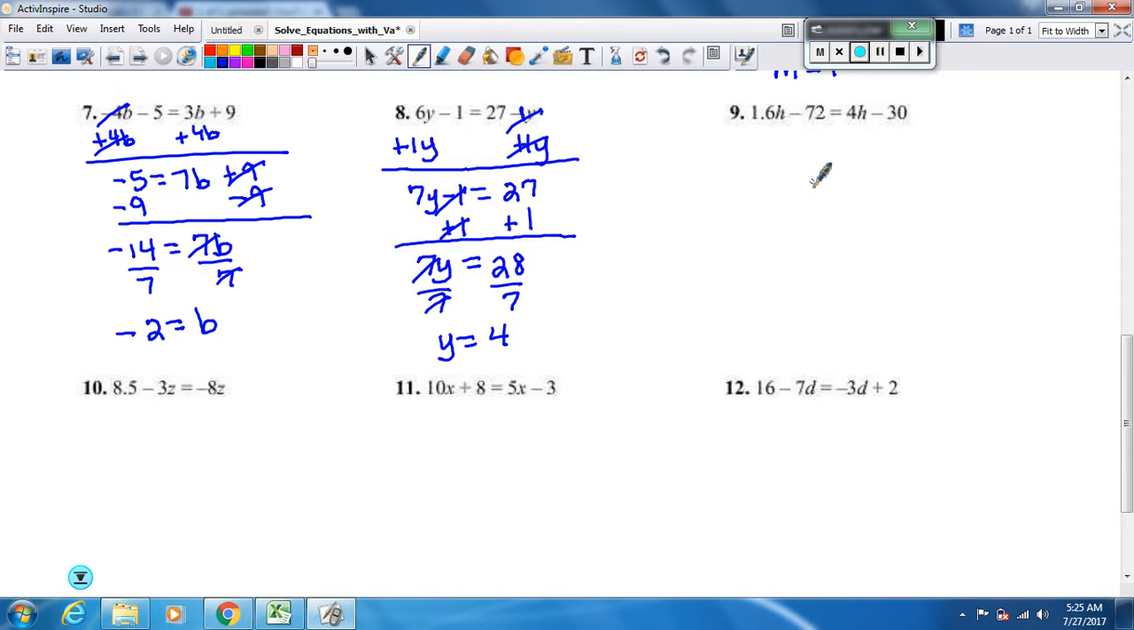Okay, this is a 1.6h, I believe. The opposite of positive 1.6h is negative 1.6h. I'm going to subtract 1.6h from both sides. Opposites cancel. Bring down my negative 72 equals 4 take away 1.6. It's easier if you think of money, like $4 take away $1.60. That would be 2.40, or just 2.4, minus 30.